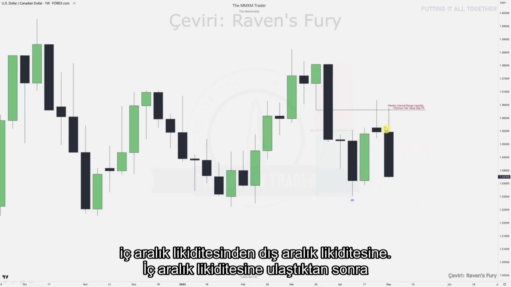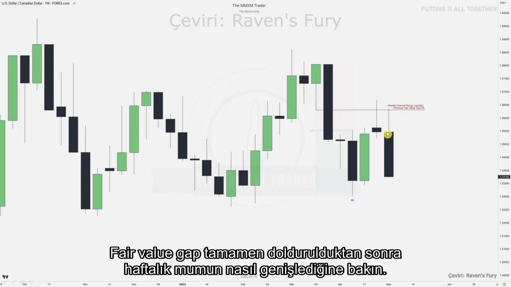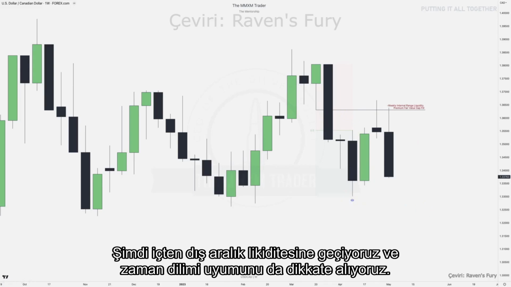And also notice, right, after we hit that fair value gap fully filled, right, look at the expansion of that weekly candle, right? So after hitting a POI, it's highly likely to expand with more volatility. Now we want to go from internal to external range liquidity, right? And think about time frame alignment. So we're going to dive a little bit deeper into the lower time frame to see our structure form.